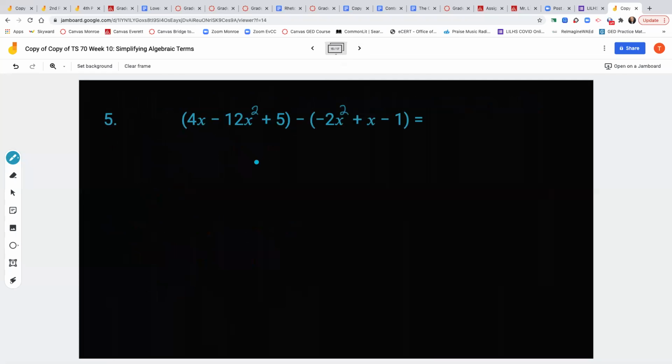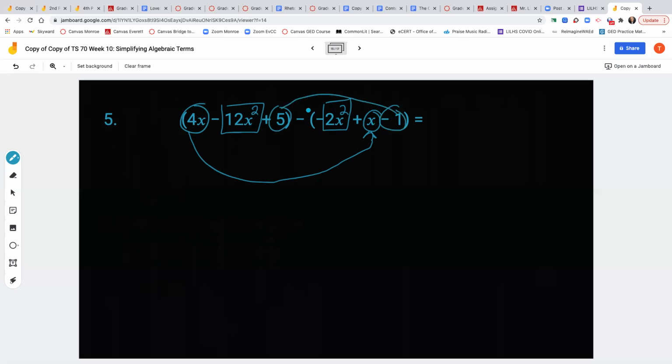Again, it's the same idea here. This would be plus. And by the way, if you want to think about like terms here, 12x squared is similar to minus 2x squared. But this would become a plus, but those are like terms. 4x would be combined with just x right here. Those are like terms. And then this and this, those are like terms.